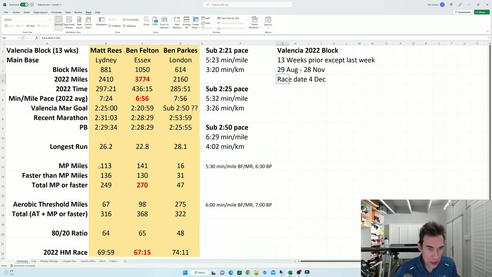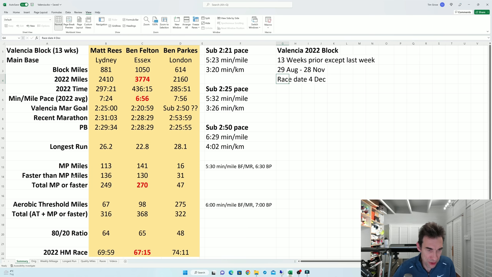So what I've also done to analyse their training in a bit more of a summary way is looked at how many miles they ran at approximately marathon pace. Now for Matt Rees and Ben Felton, I thought that's around about 5:30. So any session where they were doing around about 5:30 pace, and maybe that's between 5:20 and 5:40, or they just explicitly said it was marathon pace, I counted that as marathon pace miles.